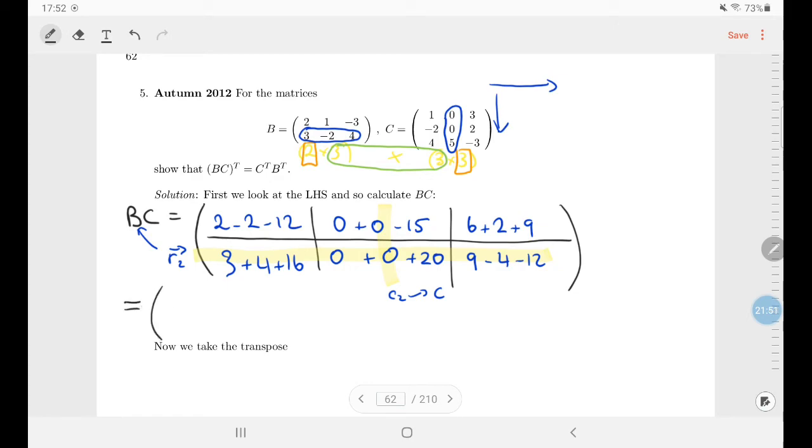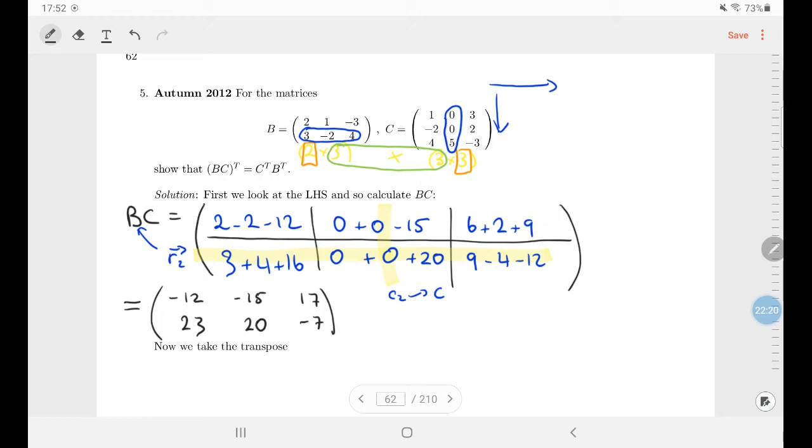They have space here. 2 minus 2 is 0, minus 12 is minus 12. The next one is minus 15. Next one is 6 plus 2 is 8, plus 9 is 17. The other one is 23. Next one is 20. And the last one there is, say, 9 minus 4 is 5, take away 12 is minus 7, I suppose. Okay, so that's BC.